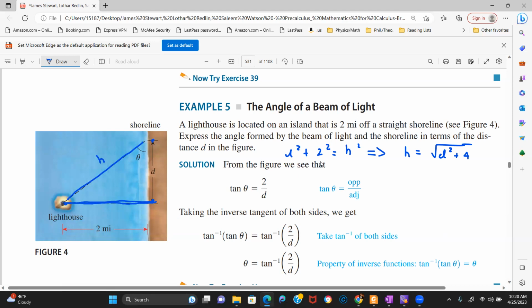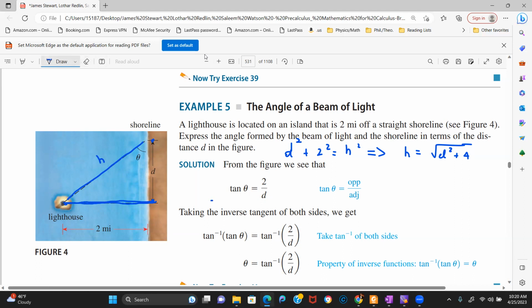So we could use different trig functions to express theta in terms of this variable d, since we now know the hypotenuse. But it's easiest just to use what you're given and not do this extra calculation. I just wanted to show you that you can do this extra calculation right here. You can actually determine the hypotenuse.